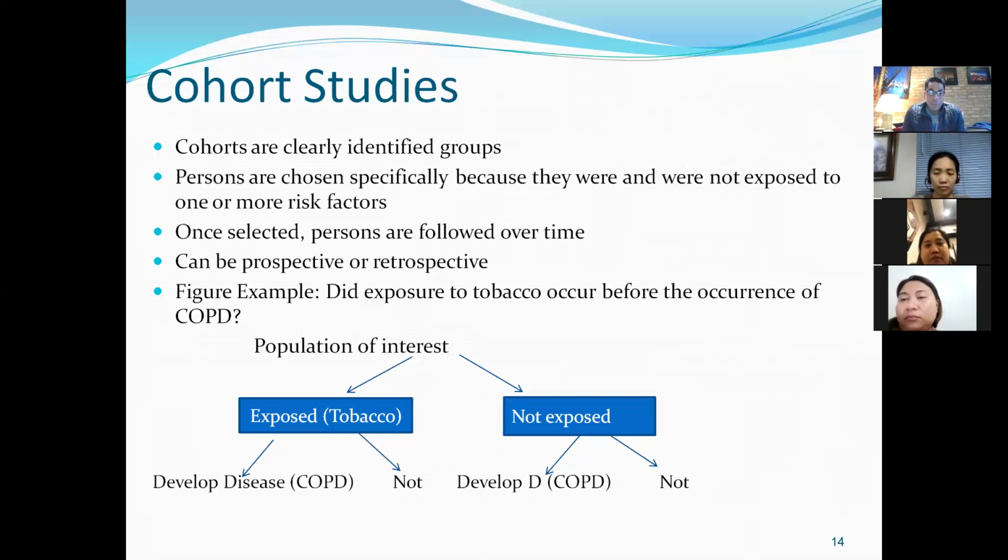And then in the exposed cohort, we look at those who develop the disease, such as COPD, and those that do not develop the COPD. And then on this other cohort, the same thing. The other cohort that was not exposed to tobacco, we also look at the same outcome. Did they develop COPD or not? And this is the standard study design of a cohort study.